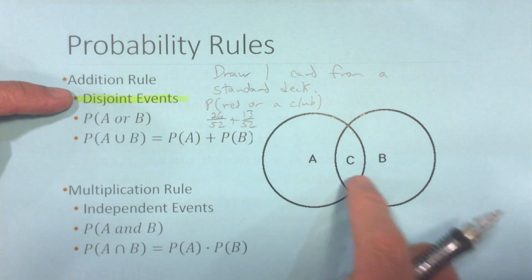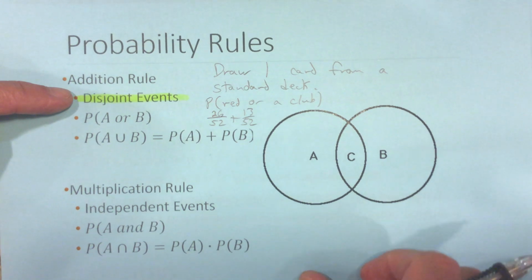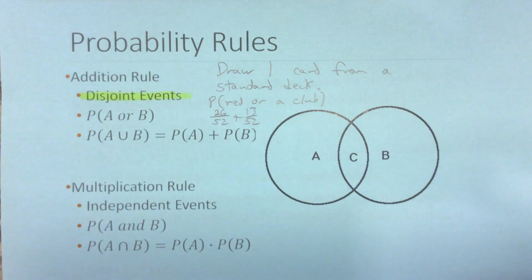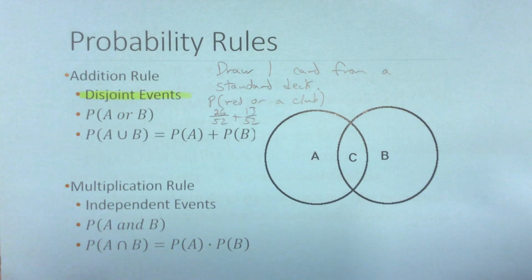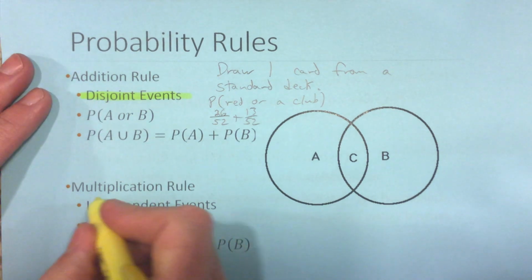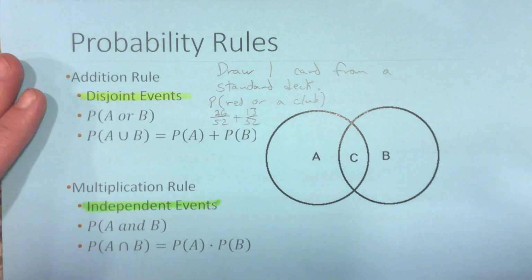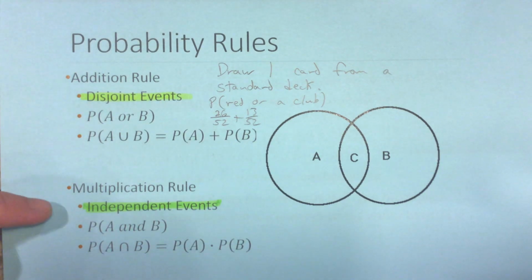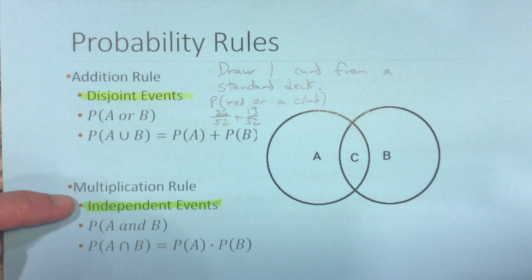If there's any overlap, it's called joint. If there's no overlap, it's called disjoint. Okay, the other rule today is the multiplication rule for independent events. Again, this is a rule that only works under the condition of independent events. It doesn't work if you have dependent events.